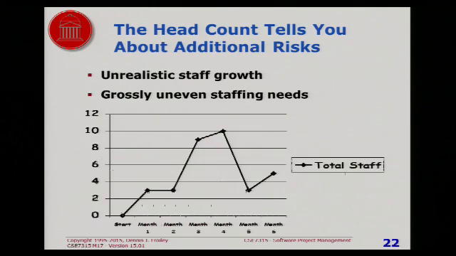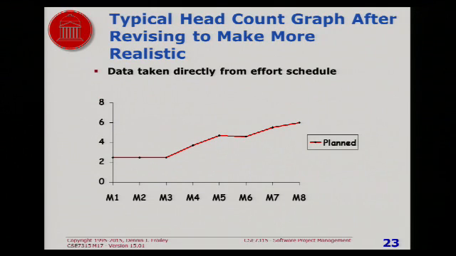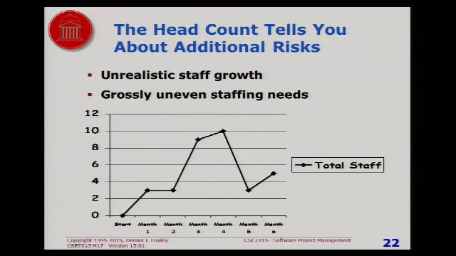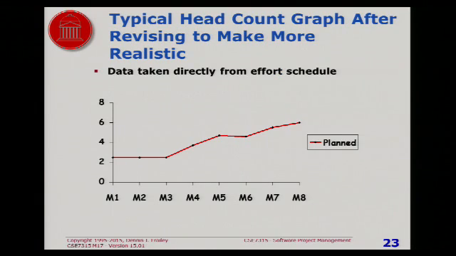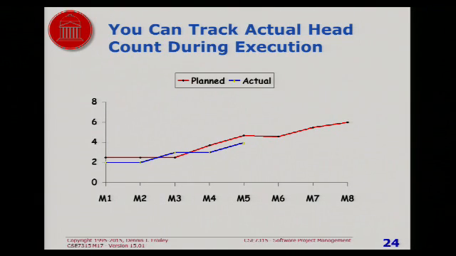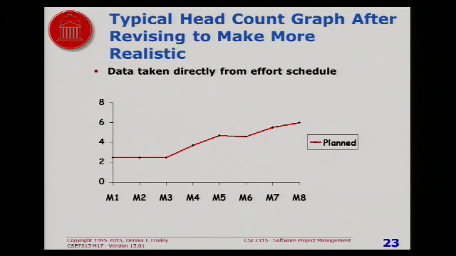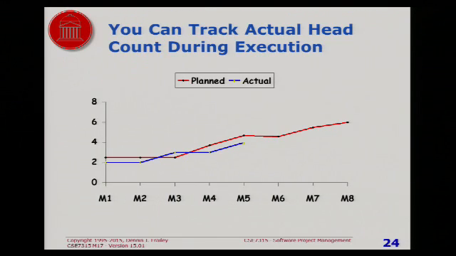How do I get from here to here? I have to increase the amount of labor I work in some months and decrease the amount in other months, right? Well, there's a very simple way to do that. I'll show you in a minute. But once you have a head count graph like this as part of your plan, then when you run the project, you can track what your actual numbers look like to see if you're on schedule, to see if you're following your plan. It's really simple to do.